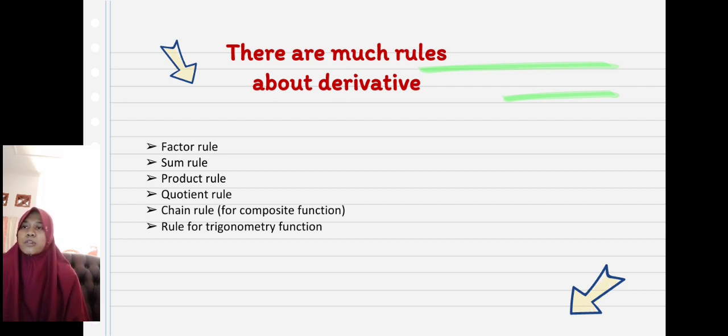There are many rules about derivative. 1. Factor rule. 2. Sum rule. 3. Product rule. 4. Quotient rule. 5. Chain rule, for composite functions. 6. Rules for trigonometric functions.